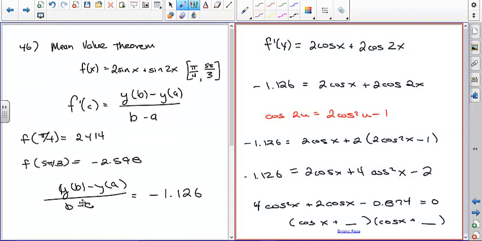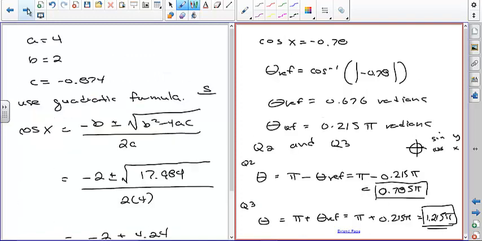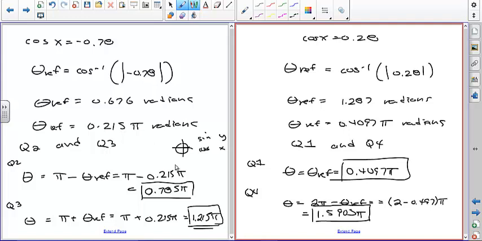So we took the difference in the y values divided by the difference in the x values, and we come up with an average slope of negative 1.126. And then we asked, what values of x make the local tangent line, or the local derivative, equal to the average derivative? And so these are the solutions I came up with. So let's plot that function again.